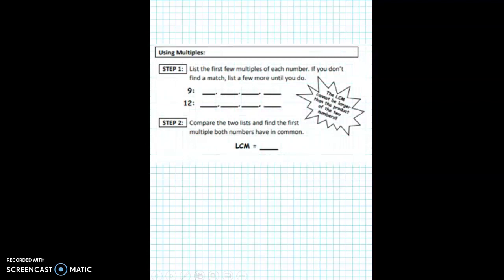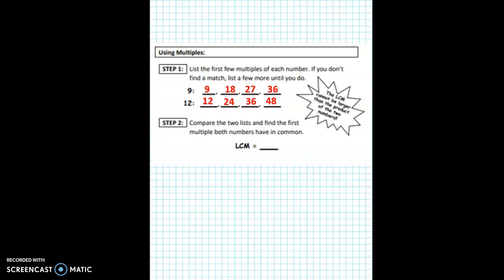First, list the multiples of 9. 9 times 1 is 9, 9 times 2 is 18, 9 times 3 is 27, and 9 times 4 is 36. Then list the multiples of 12. 12 times 1 is 12, 12 times 2 is 24, 12 times 3 is 36, 12 times 4 is 48.